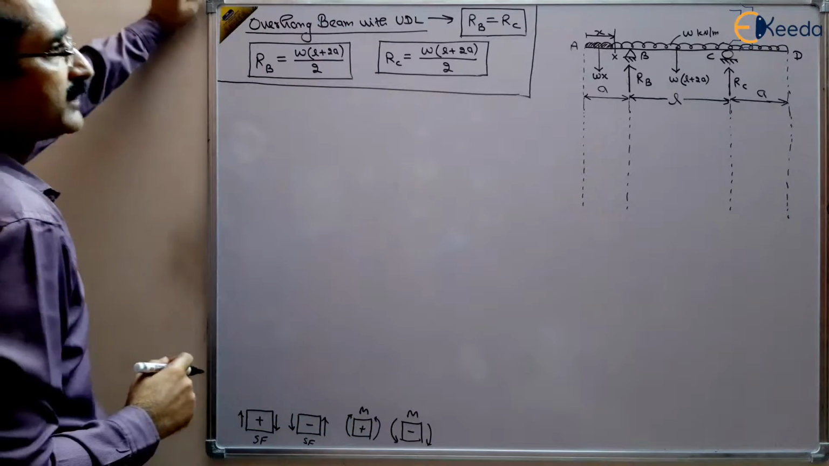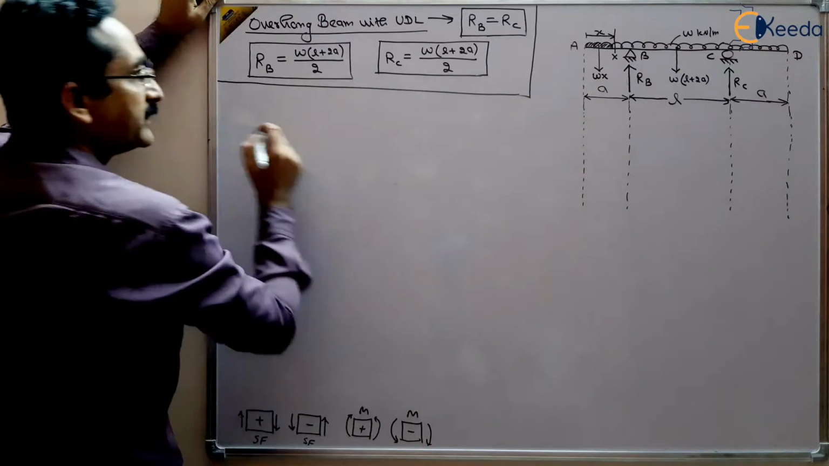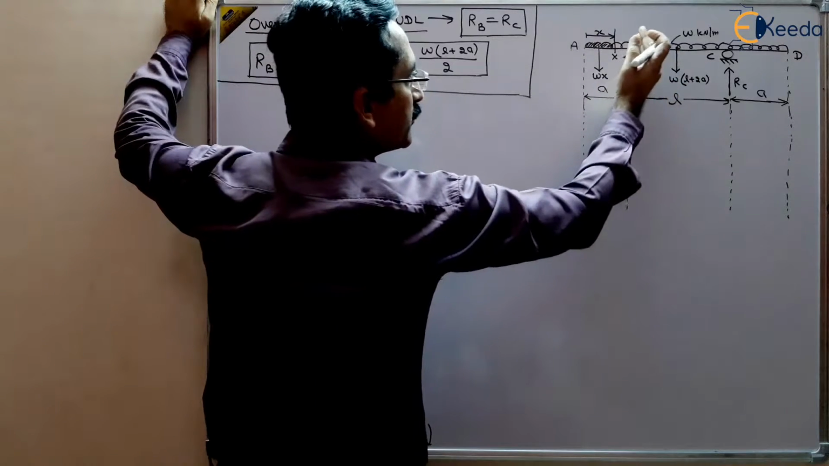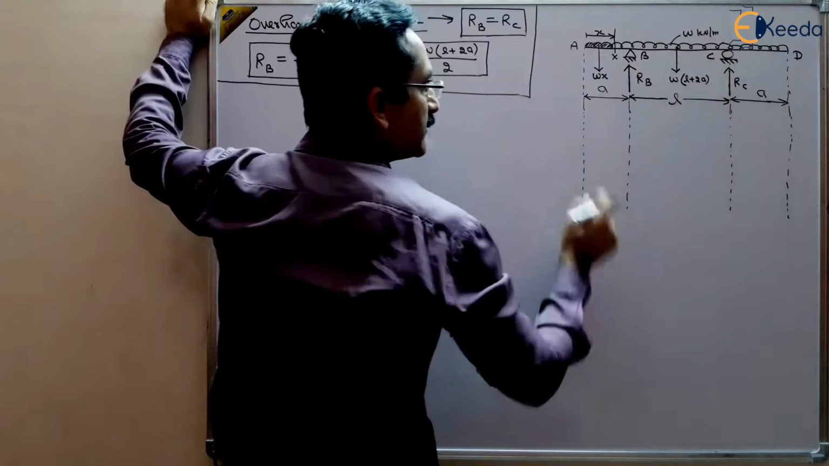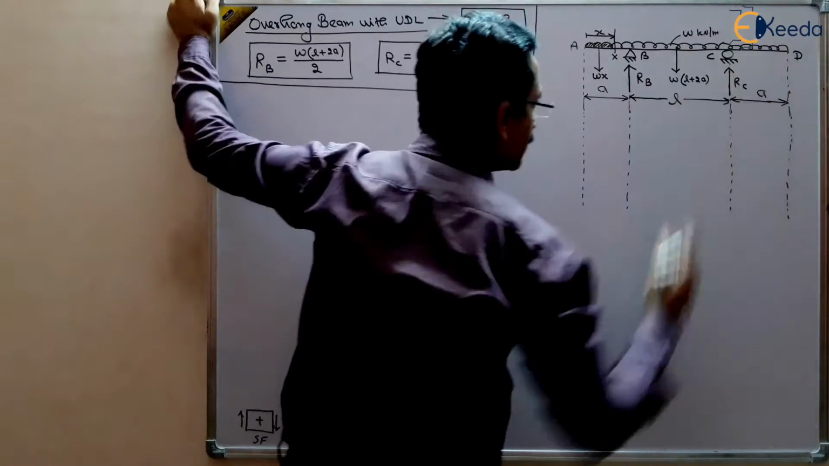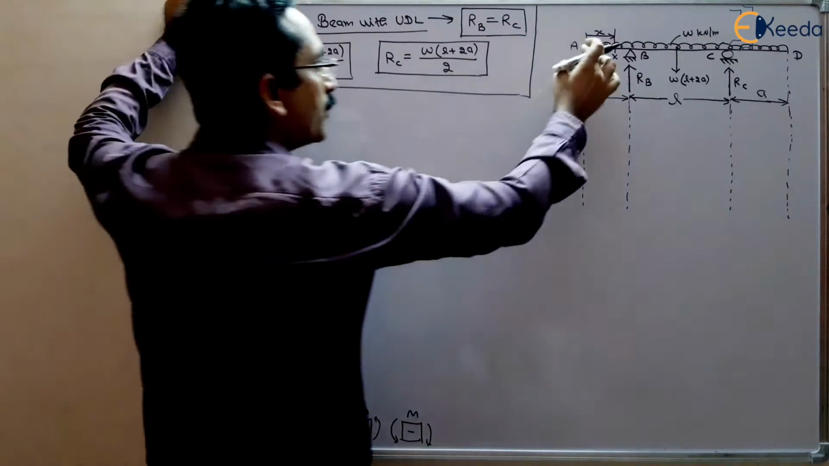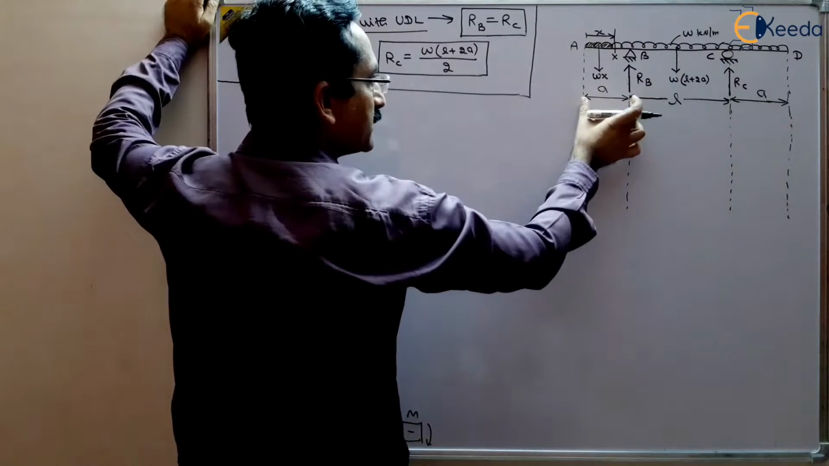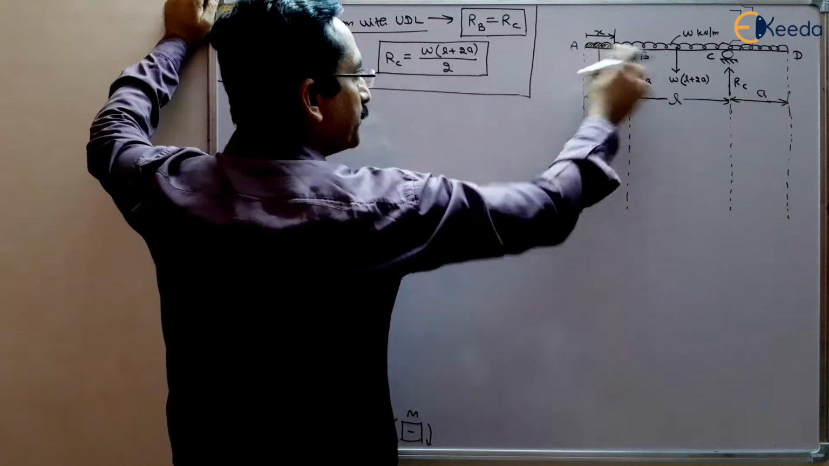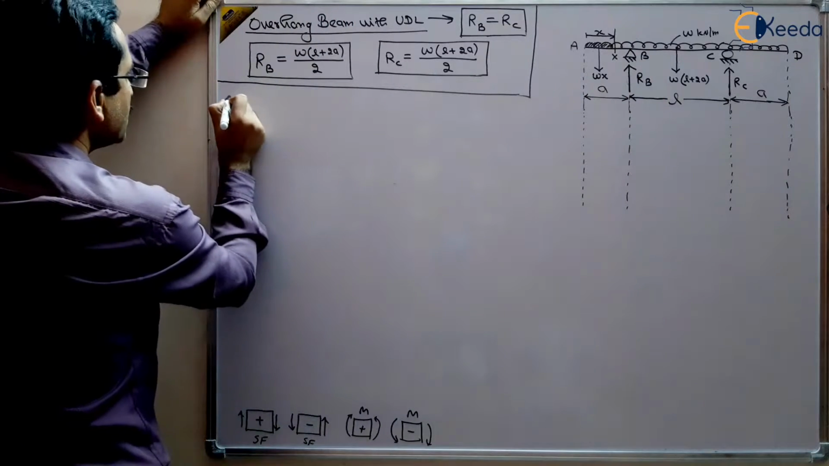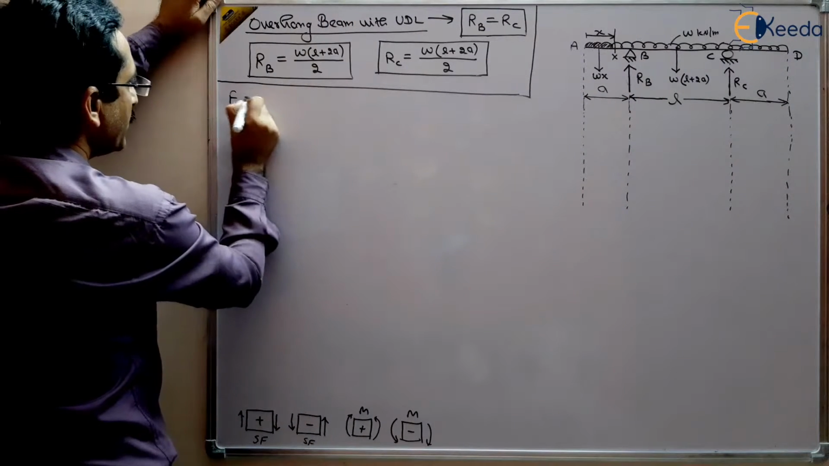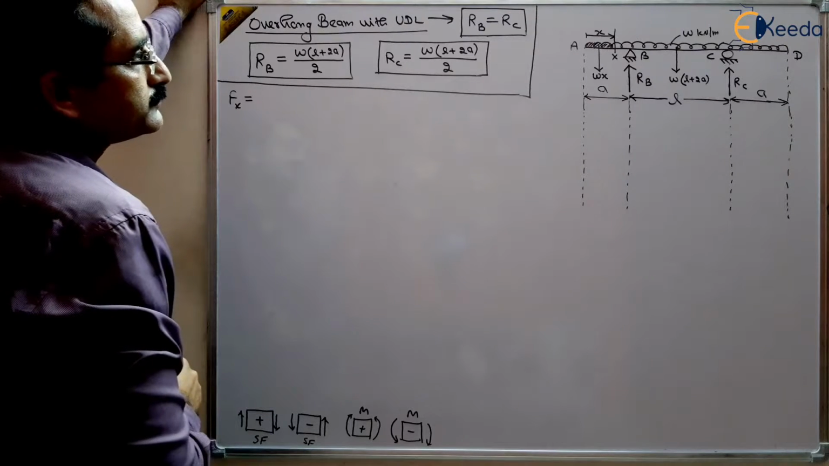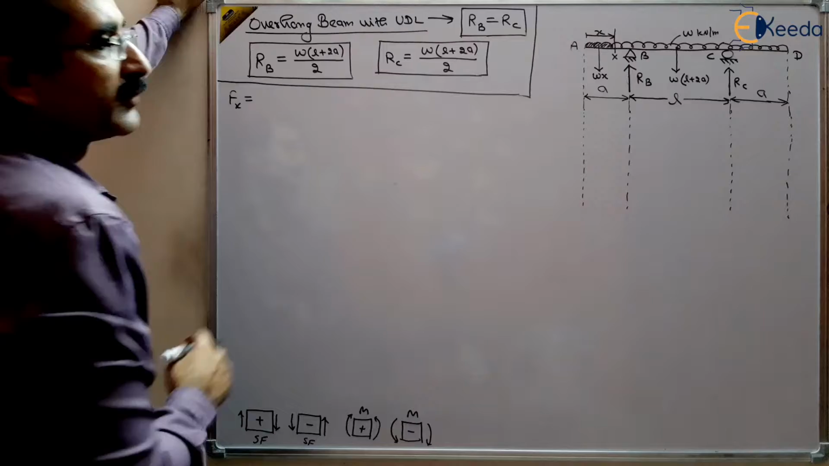So what is Fx? This will be valid between A to B because there is a reaction at RB. So we have to take another section between B and C and another section between C and D, right? So we are taking here only the A to B section, this length of the beam, right? So shear force Fx will be equal to, what is shear force?